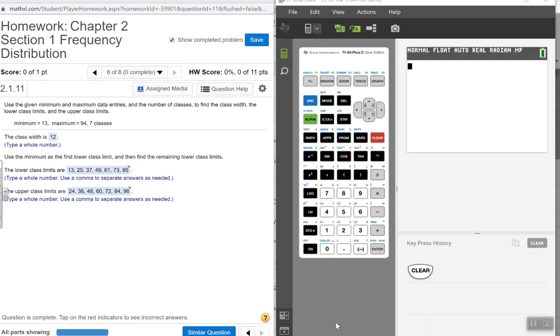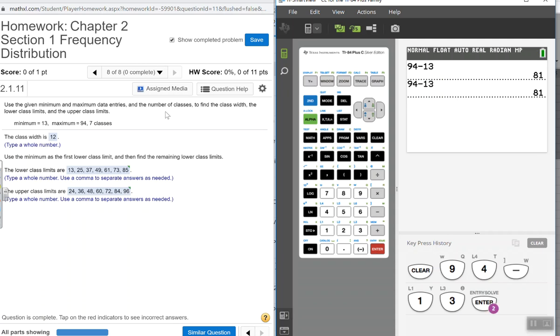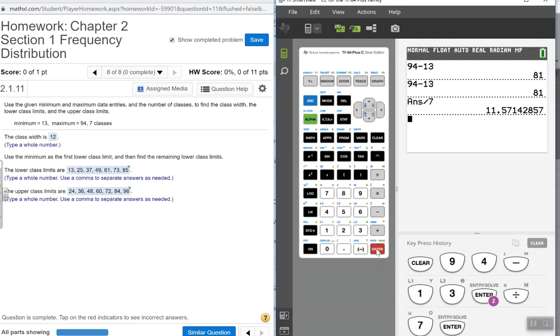So the formula for finding the class width is taking the maximum minus the minimum and dividing by however many classes you get. And then you may have to round that value up to figure out what your class width is. So if we take the maximum of 94 minus the minimum of 13, you get 81. And so since we have 7 classes, we've got this range of values of 81 that goes from 13 up to 94. We need to divide that into 7 classes. So we just hit divided by 7, and that gives us 11.5.